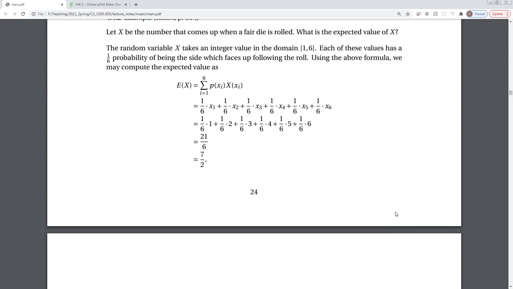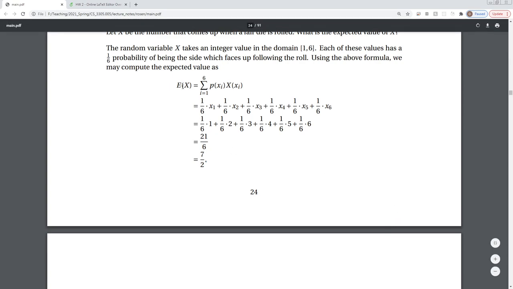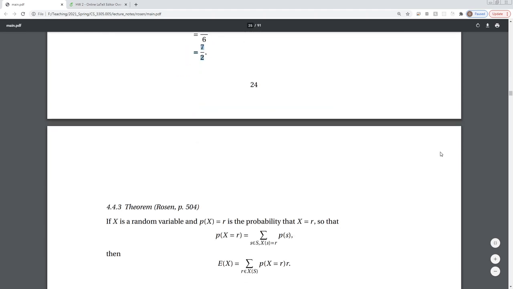Again, the expected value doesn't necessarily mean we expect to get it. We expect to get something in the neighborhood of it. If you take a long-term average, it will tend towards this expected value. So even though 3.5 isn't on the die, if you roll it a billion times, your average value, 1 through 6, will come up pretty close to 7 over 2.